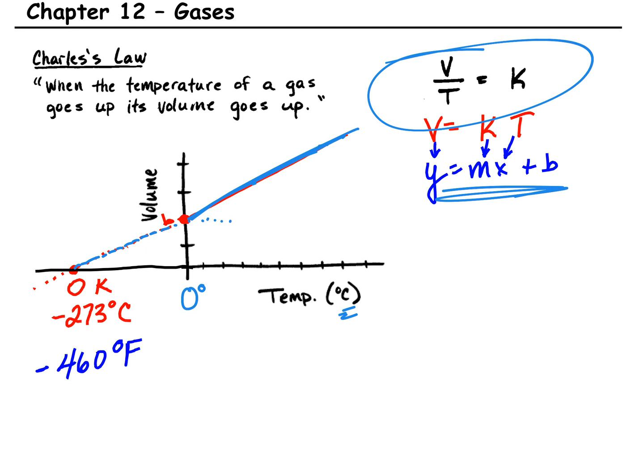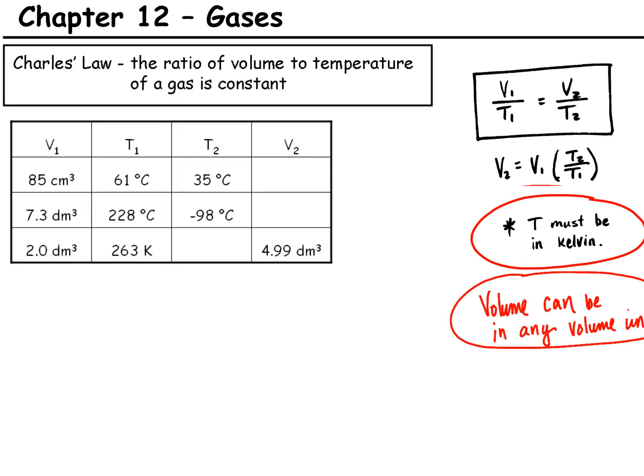So if we shrink a gas by cooling it down, when its volume reaches zero volume, you couldn't get any smaller. And the temperature then would be what we call absolute zero: 0 in Kelvin, or negative 273 in Celsius, or negative 460 degrees in Fahrenheit. Absolute zero. Let's do some sample problems.